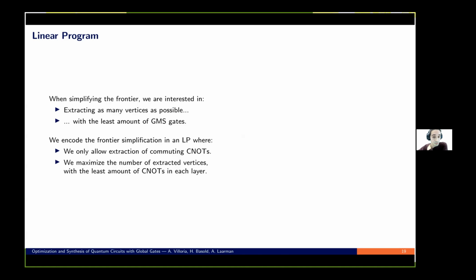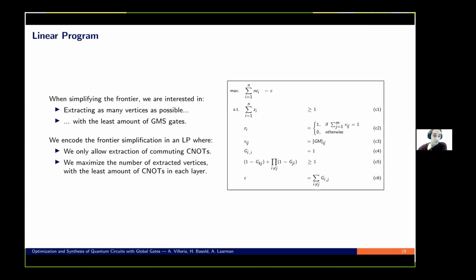So what we do is we encode the problem. The idea is that we have the limitation that we can only extract commuting CNOTs on a frontier. And we want to maximize the number of extracted vertices. So in this case, we can define a maximization problem with some constraints. And these constraints capture the fact that we have some frontier with some connectivity, and then we can only apply certain row operations to it.